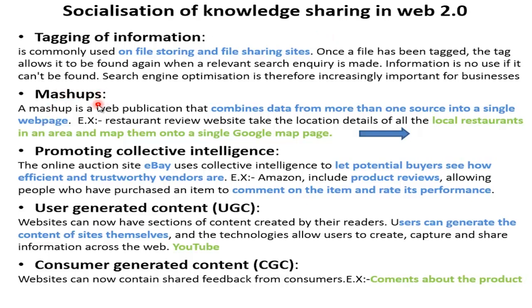And mashup. What is this? A mashup is a web application that combines data from more than one source into a single web page. A restaurant review website takes the location details of all the restaurants. So when you click on that, you can go to the booking.com site and view the page. On the board, I will show you how it happens.